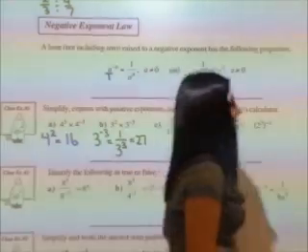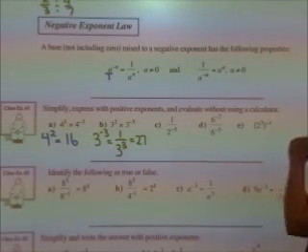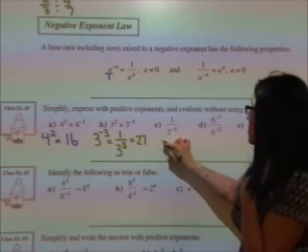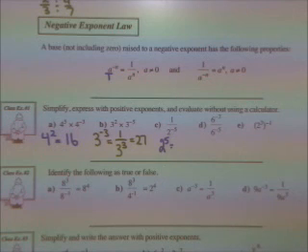Okay? 2 to the power of negative 5. Or sorry, 1 over 2 to the power of negative 5. How do I make that positive? Say that louder, Kate. 2 to the power of 5. And then if I have to evaluate it, 2 times 2 is? 4. Times 2? 8. Times 2? 16. Times 2? 32.